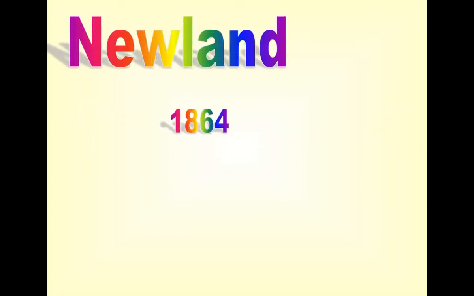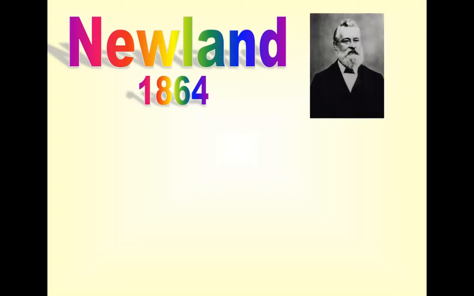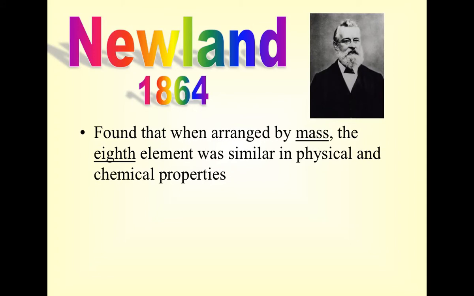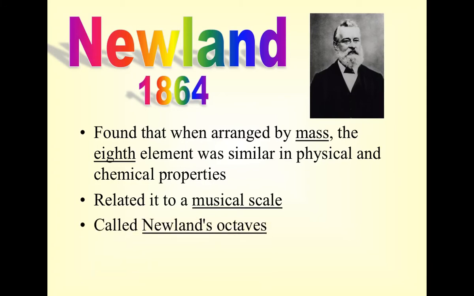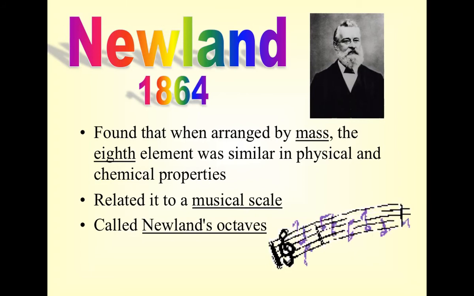Then we have John Newland in 1864. What he did was he found that when we arranged the elements according to their mass, now at this point we knew each element had its own specific mass, every 8th element was similar in physical and chemical properties. What he did was he related this to a musical scale, because if you're familiar with music at all, when you play a scale, the first note and the last note are actually the same note. They're the same letter designation of the note. So they're just what we call an octave apart. So for this reason, these were actually called Newland's octaves.